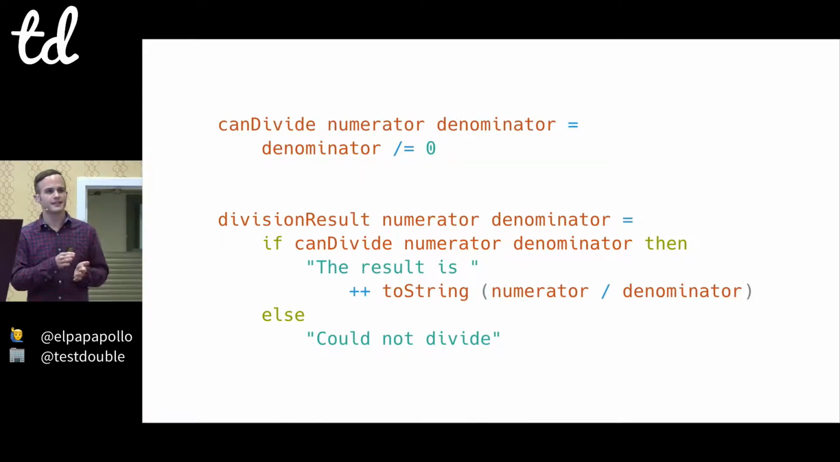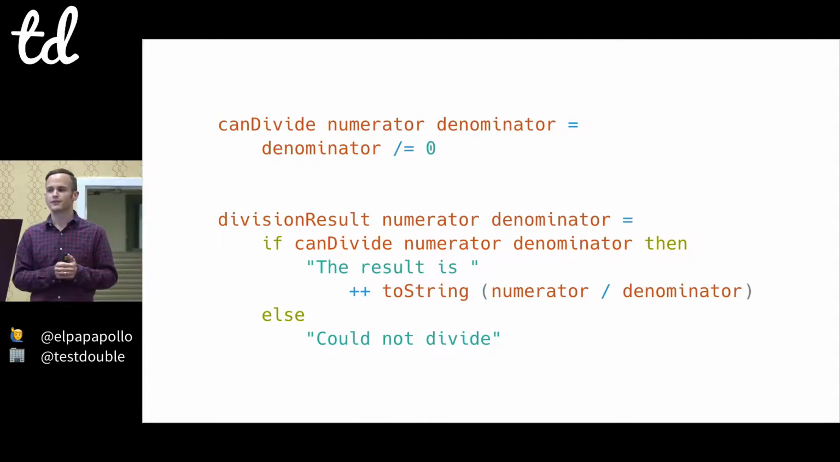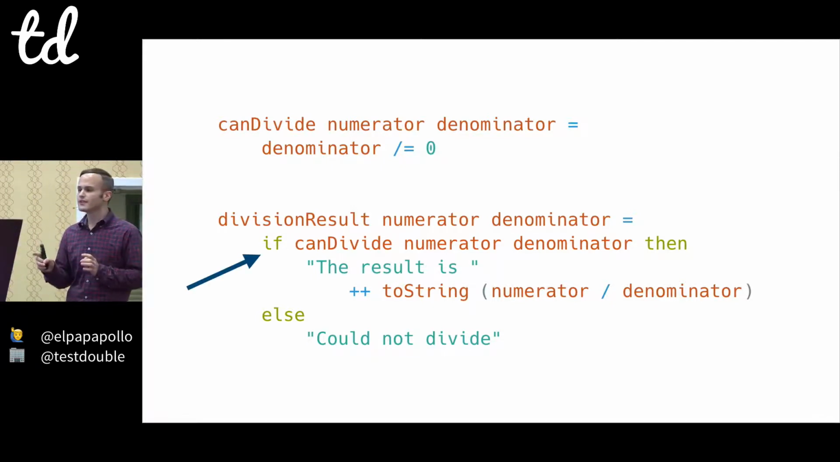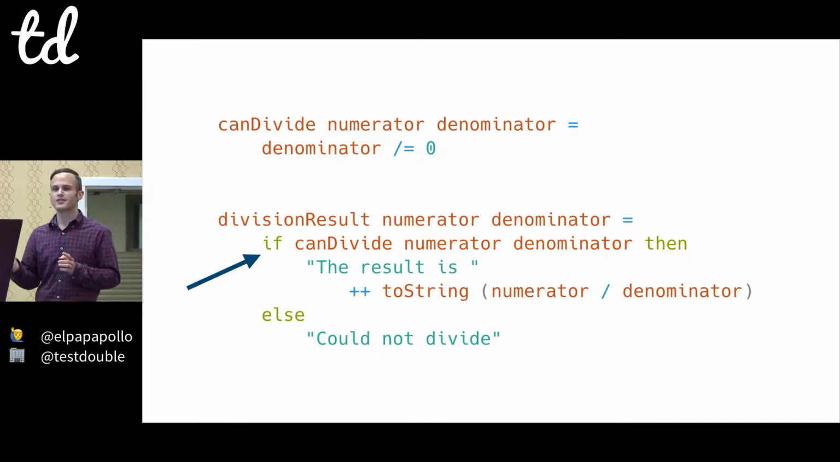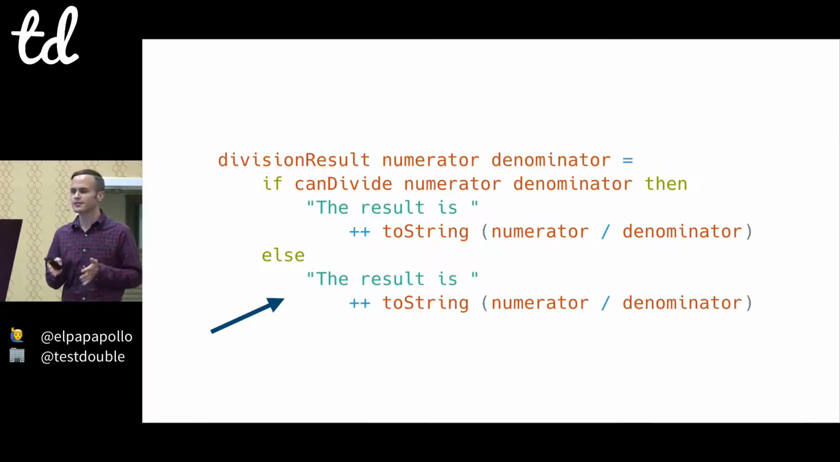Here's another classic example with division. Let's say we want to avoid dividing by 0. So for our division result function, we will use a helper function called canDivide. Again, when we branch on canDivide to perform division, we immediately lose that information that the denominator was 0. So we could still attempt to perform division here in the else branch, and nothing would stop us.